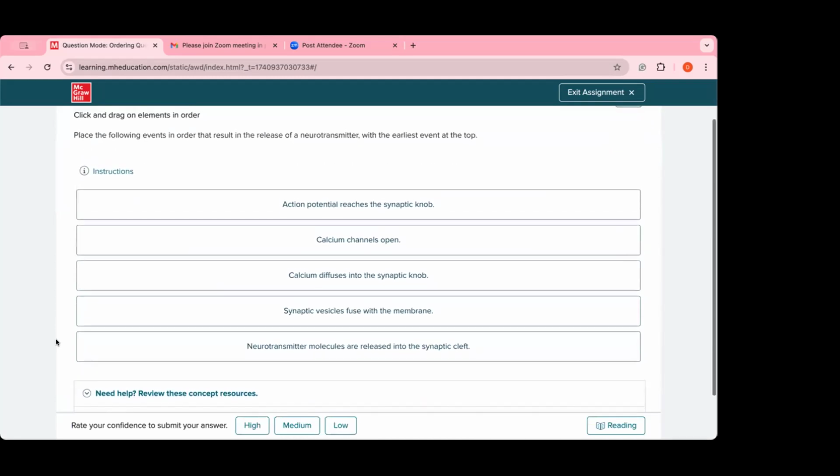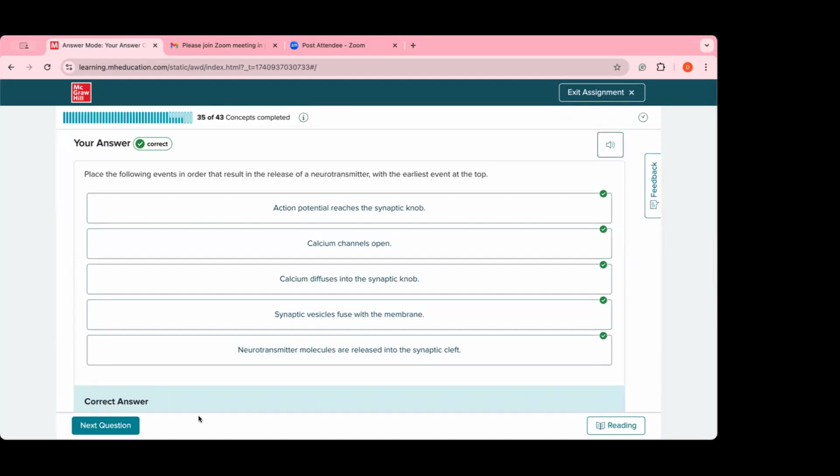Calcium channels open. Yeah, because you need calcium for the synaptic vesicles to fuse and open. I believe that's correct. I believe that's right. Yeah. Okay.